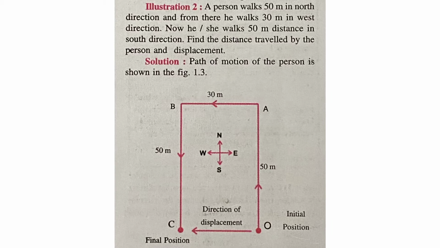Now he walks 50 meter in south direction. So you can see that BC represents that line, which is marked as 50 meter distance between B to C. Now let us calculate the distance travelled by him and the displacement.